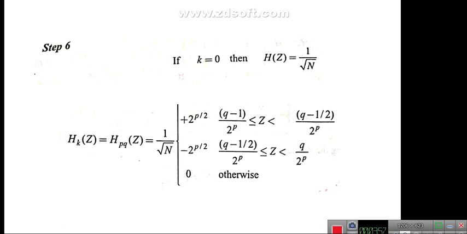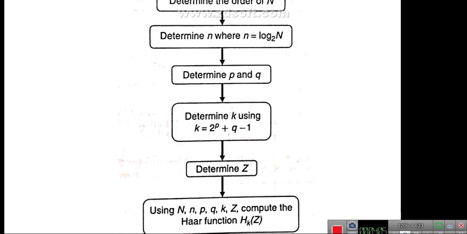Otherwise the magnitude is minus 2 power p by 2. So here, (q minus 1) by 2 power p is less than z less than q by 2 power p, and 0 otherwise. Okay. So this is the flow of determining Haar basis.